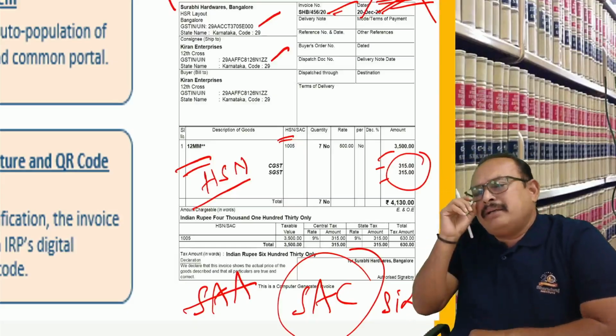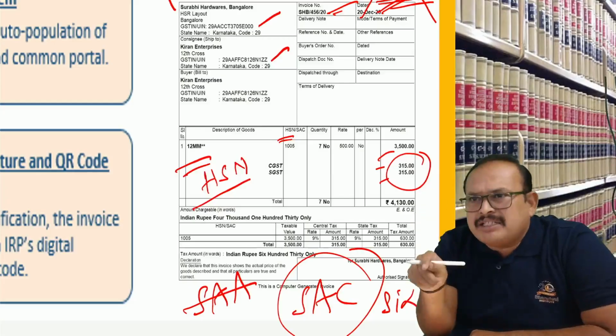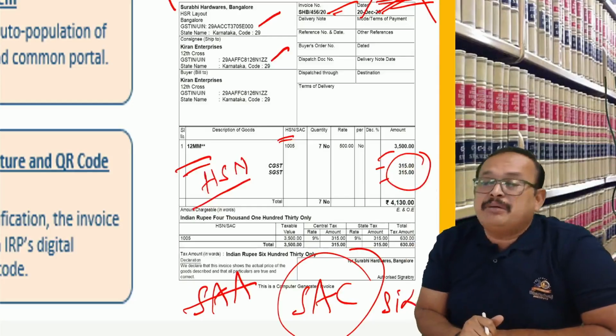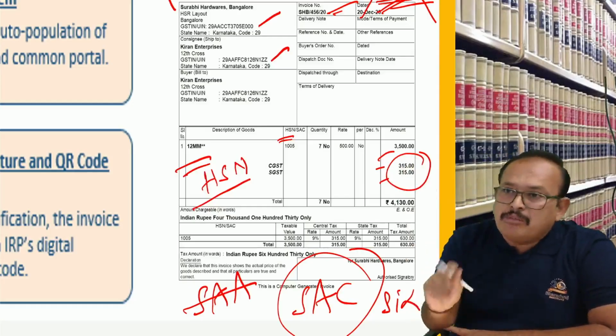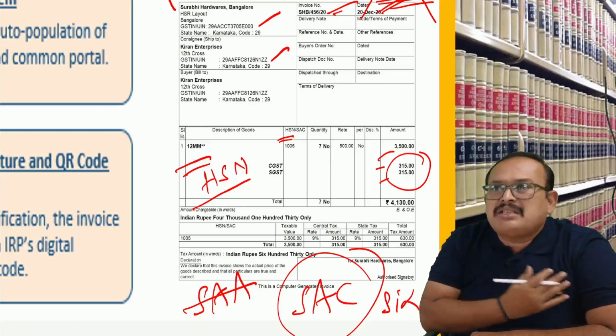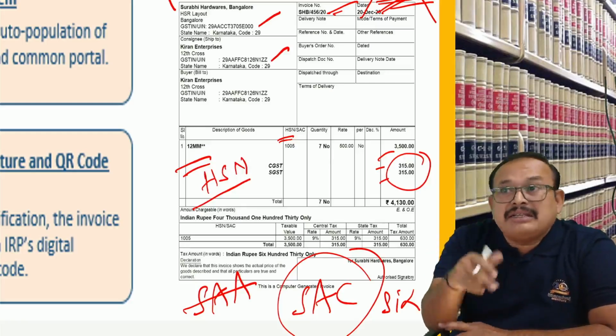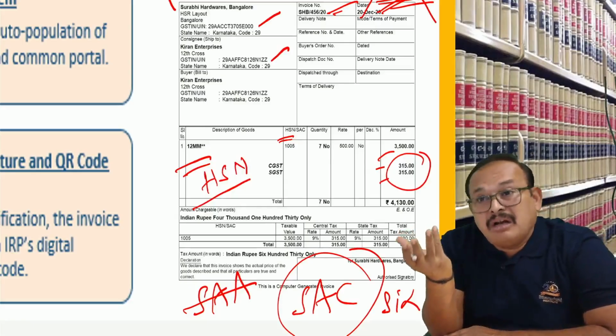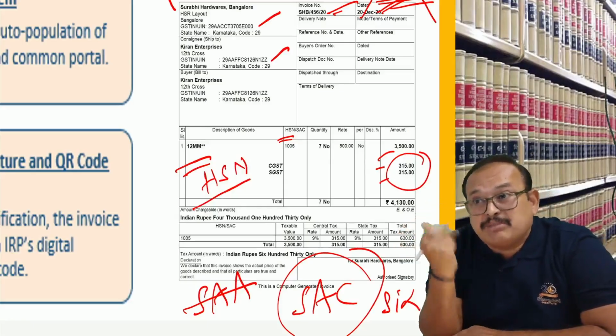Sir, what happened? HSN required to be mentioned but not mentioned. SAC code required to be mentioned but not mentioned. That is an offense. The supplier is liable to pay penalty for that, and the buyer of that particular invoice is not eligible to claim ITC. Denial of ITC takes place.